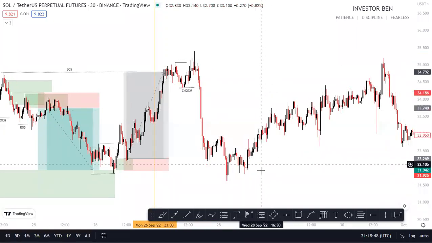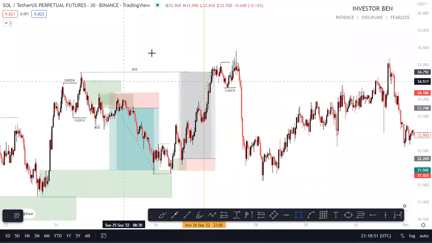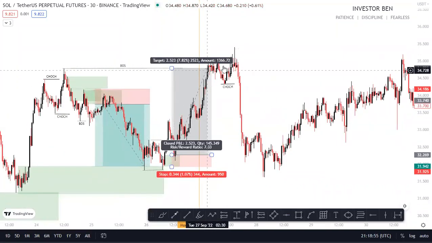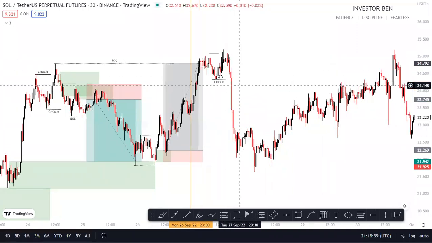So here, after price cleared this high, you could see immediately we had a reversal at that point.